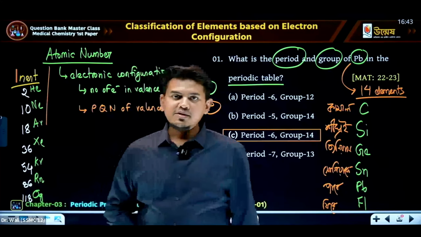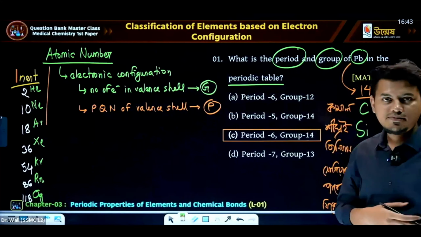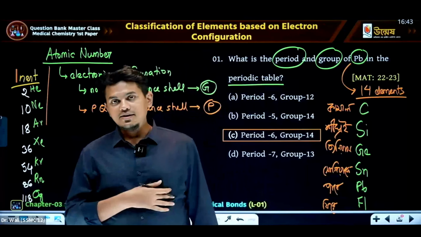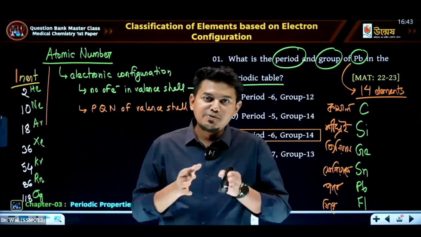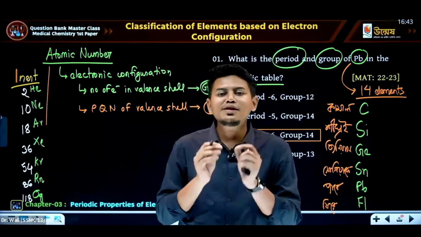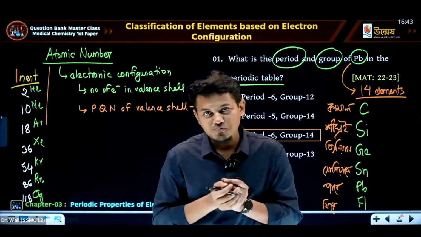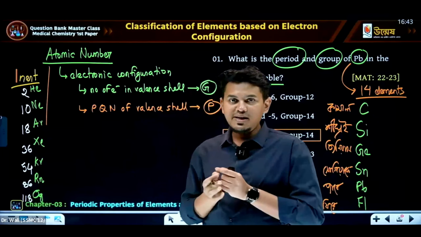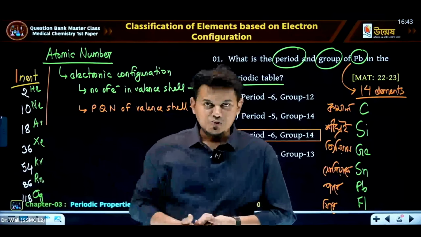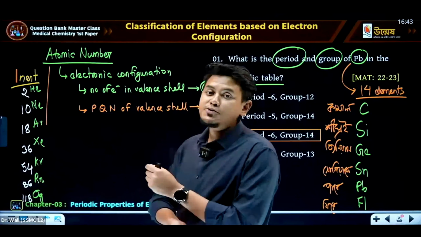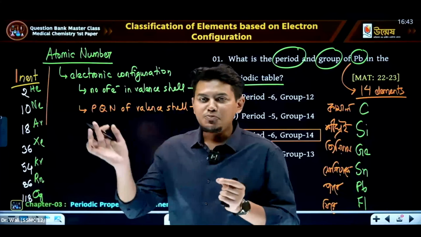All of you or some of you may be wondering, why would I need inert gas to determine the period and group of lead? As I have said earlier, suppose you don't know that lead lies in the group 14. You don't know the position of lead. You only know that lead has an atomic number of 82. It is quite impossible to determine the electronic configuration just knowing that the atomic number is 82. So what would be our approach? We'll just try to find out the nearest inert gas to that atomic number that we know.